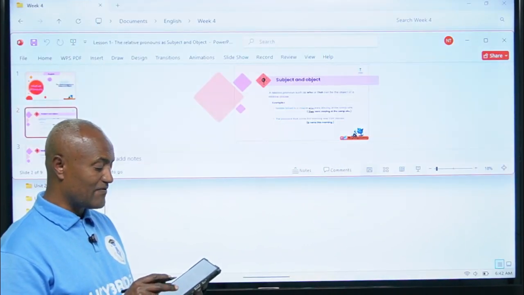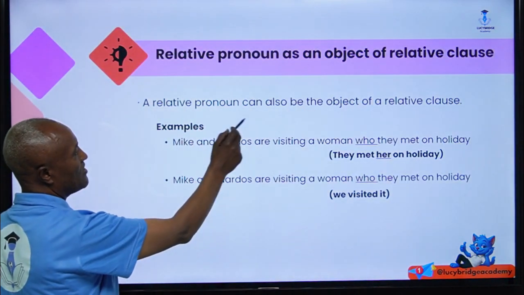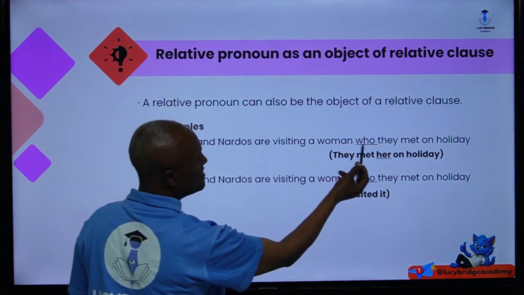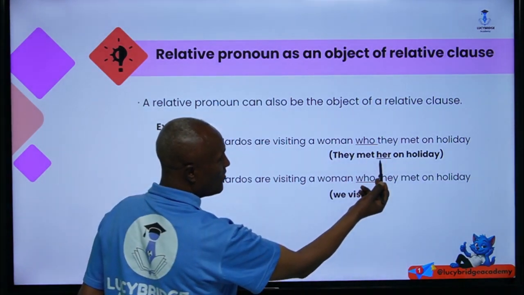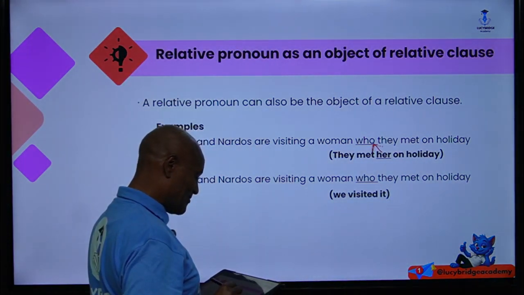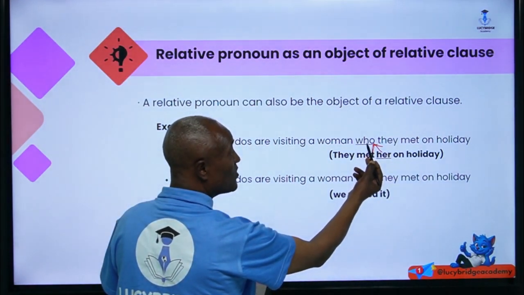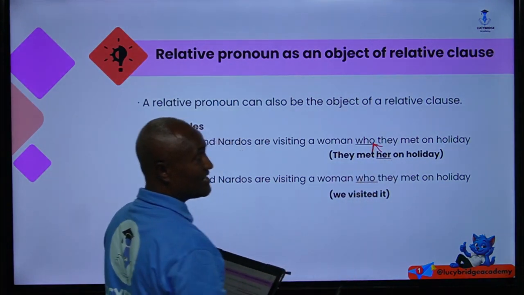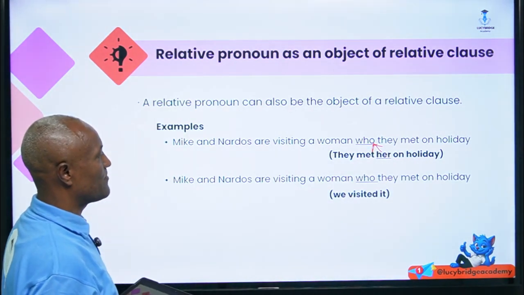Let me show you an example; things will be very clear for you. A relative pronoun can also be the object of a relative clause. Mike and Nardos are visiting a woman who they met on holiday. They met her. Her is an object. Therefore her is replaced by who, and her in this sentence is an object. Therefore who here is an object. And don't forget, it is immediately followed by a subject. Therefore that relative pronoun is an object. This is what you have to remember.